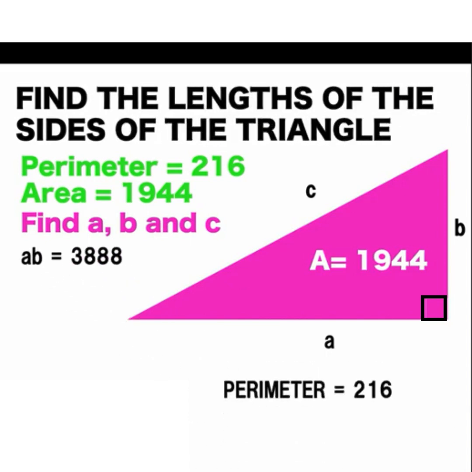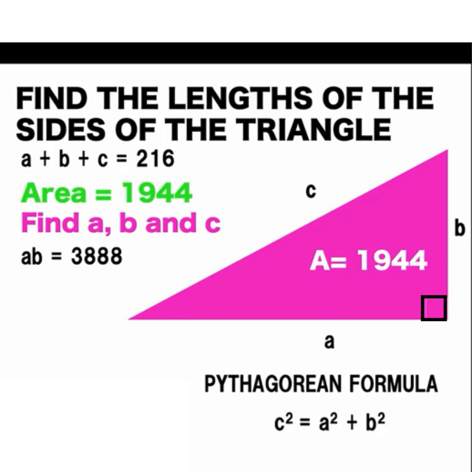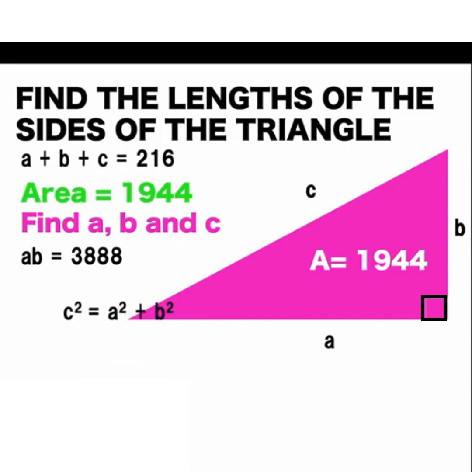Next, it is given that the perimeter is 216 units. And the perimeter is the sum of the lengths of the sides of this triangle, A plus B plus C. So let's remember this value as well. Next, from the Pythagorean formula, we have the square of the hypotenuse C is equal to the square of A plus the square of B. Let's remember this value as well.